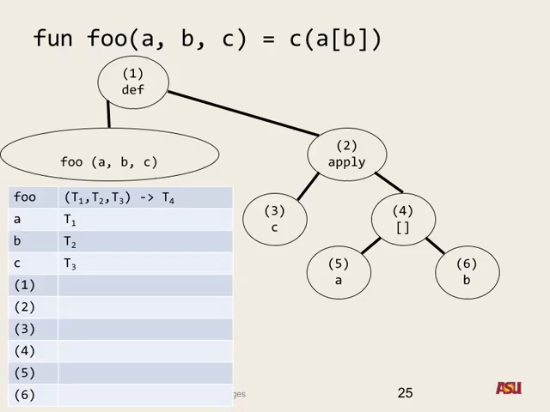So then the other constraint, if this is our type of foo, then what does this mean about the type of this node here? It has to be T4, right? So we know that whatever node 2 returns, whatever the type of this node 2 is, is also going to be the return type of foo. And we've said that in our type system table here by saying that those two types are the same.